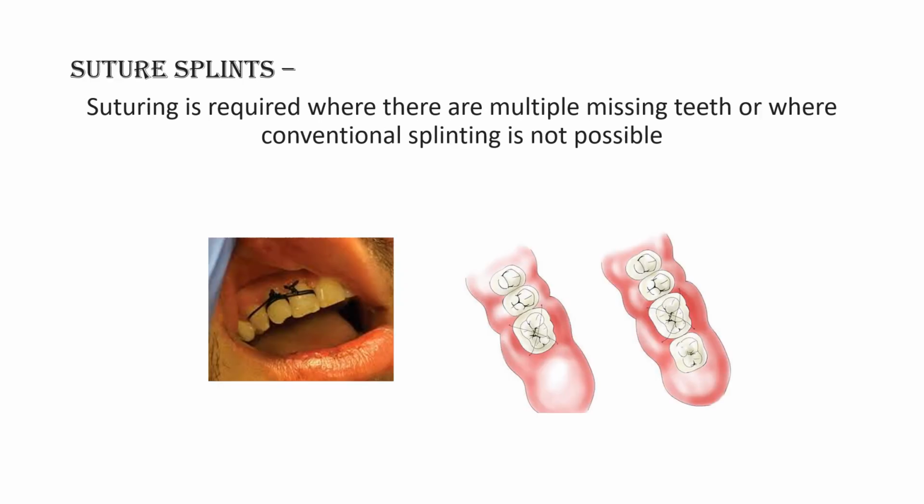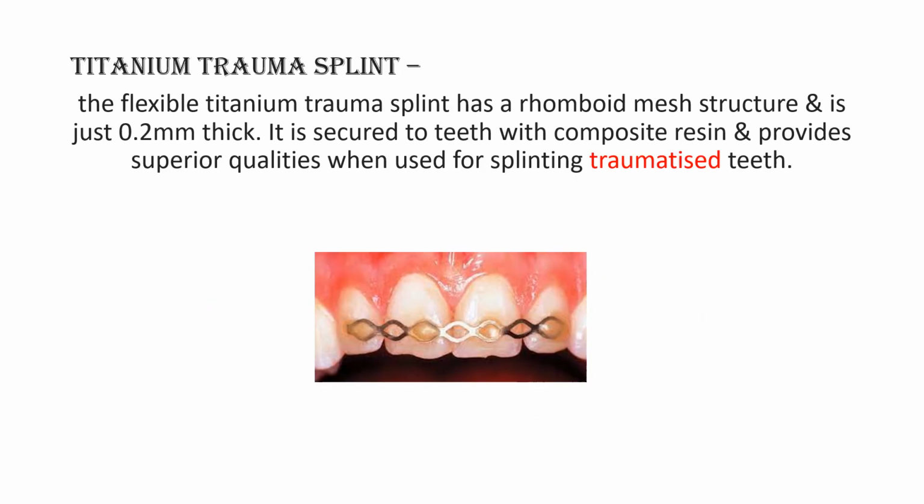Suture splint. Suturing is required where there are multiple missing teeth or where conventional splinting is not possible. Titanium trauma splint. The flexible titanium trauma splint has a rhomboid mesh structure and is just 0.2 mm thick. It is secured to teeth with composite resin and provides superior qualities when used for splinting traumatized teeth.